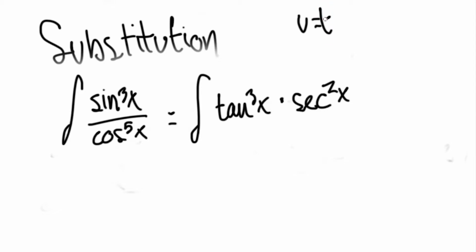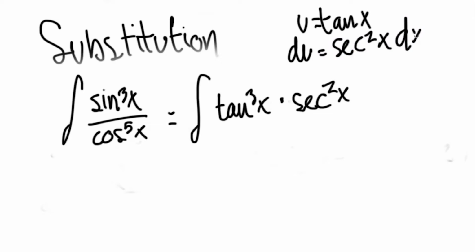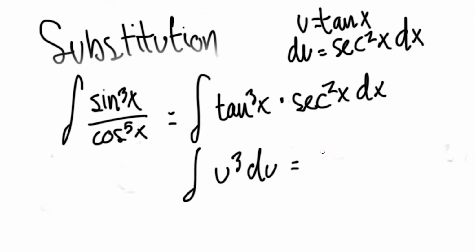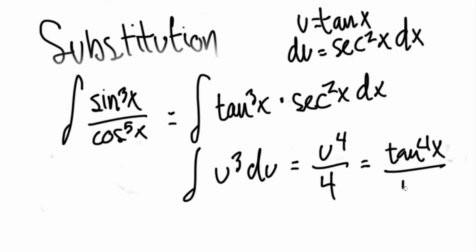So we're going to use our u to be tangent x. The derivative of tangent is secant squared x dx. There we go. And so we got a perfect substitution problem right here, right? This secant squared x dx is just du. And our tangent is just u. And if we find the integral of that, right, it's u to the 4th over 4, which we can sub back in our tangent, and we get tangent 4x over 4.